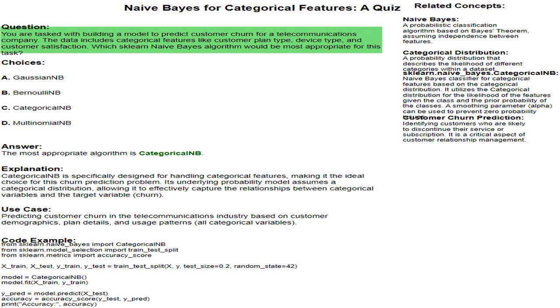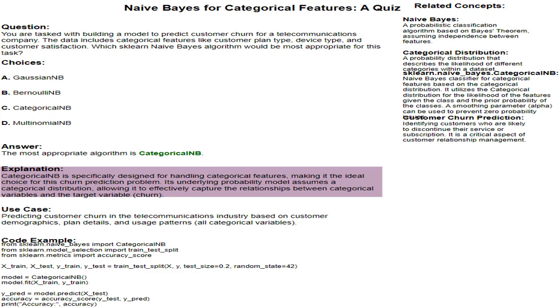False. C. Categorical NB. Categorical NB is specifically designed for handling categorical features, making it the ideal choice for this churn prediction problem. Its underlying probability model assumes a categorical distribution, allowing it to effectively capture the relationships between categorical variables and the target variable, churn.